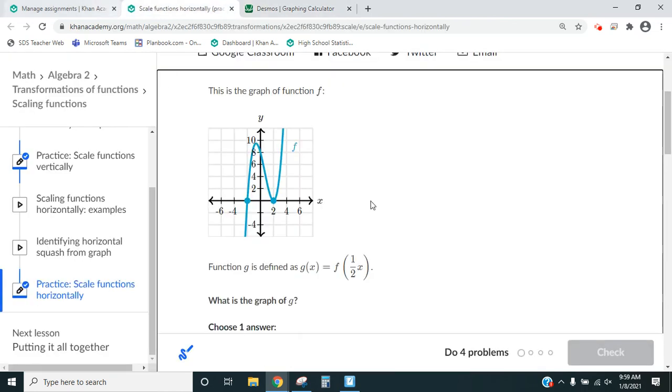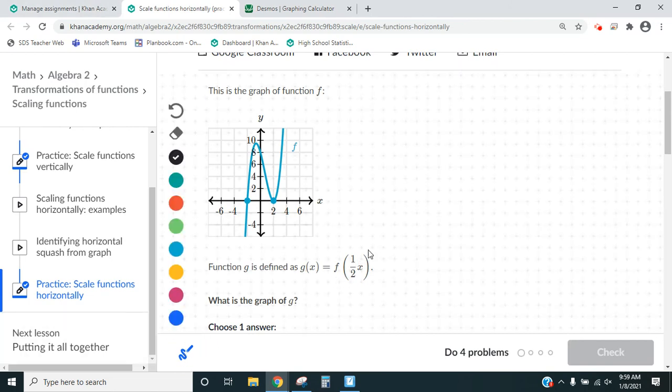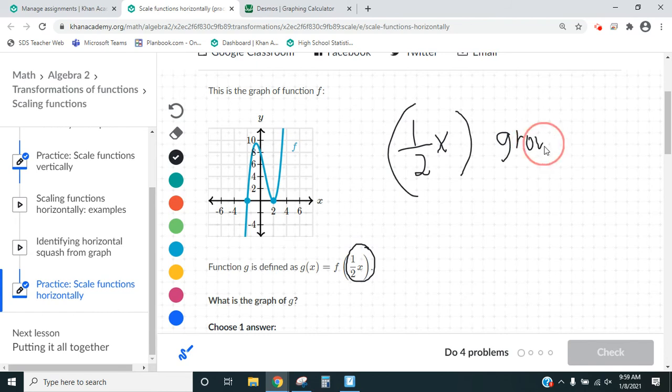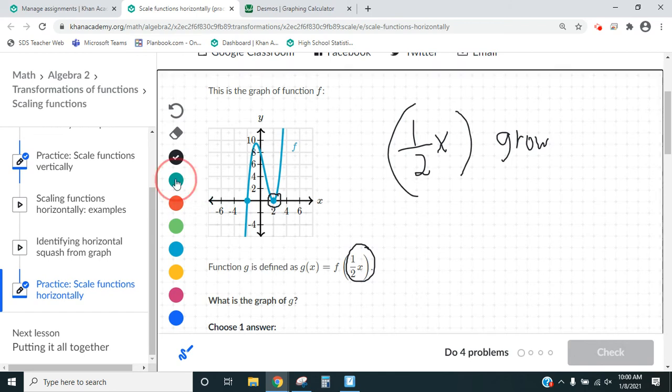So if we do some of these, let's go. Remember, this is opposite land. So when I see half x in parentheses, it does not mean a shrink. It actually means it grows, right? It grows by a factor of 2. So if I see a point here that has an x coordinate of 2, the new x coordinate will be 4. And if the original x coordinate over here was negative 2, where will it be now? Negative 4.